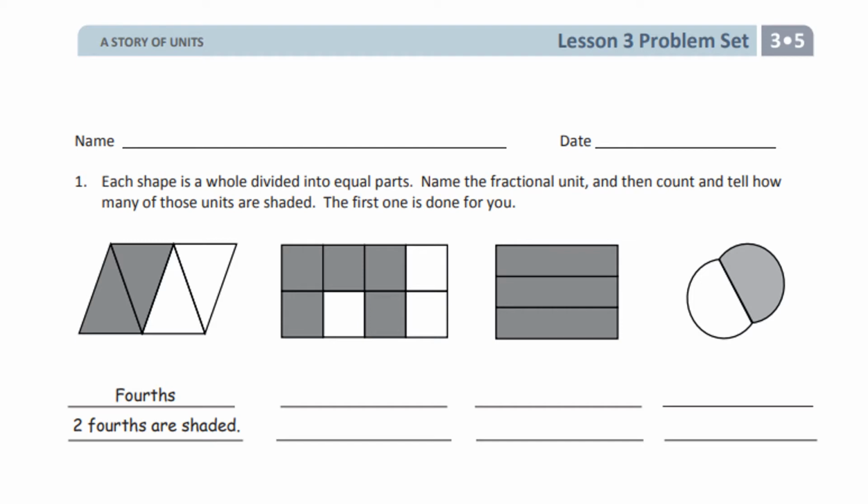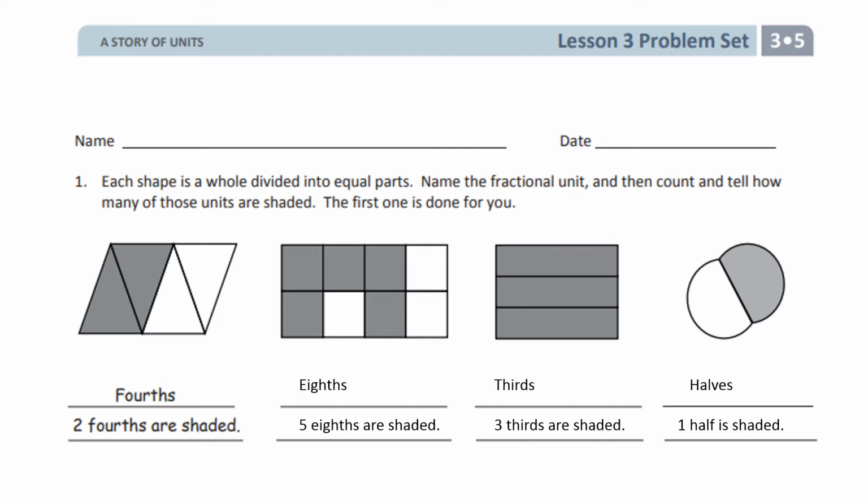And we're going to go over the answers. So we see for the rectangle that has all the squares, there are 8 squares, and 5 of them are shaded. For the long rectangle, we see there are 3 of them, so it's in thirds, and 3/3 are shaded because all the pieces are shaded in. And the last one is halves, those little half circle things, and 1/2 is shaded there.